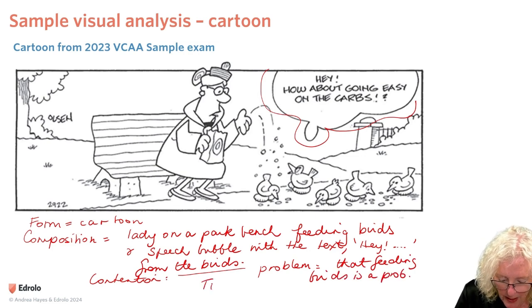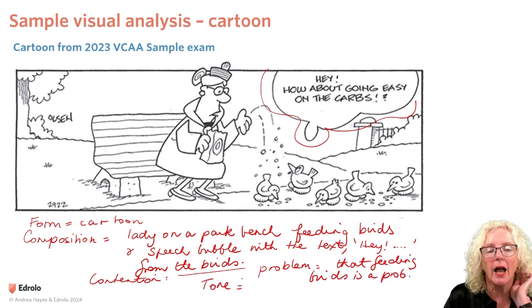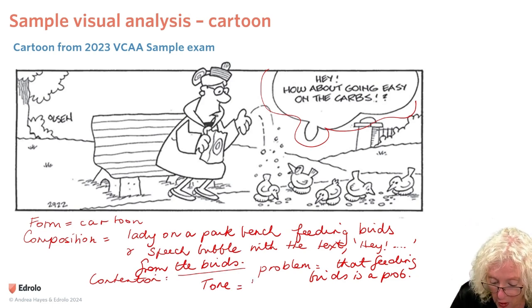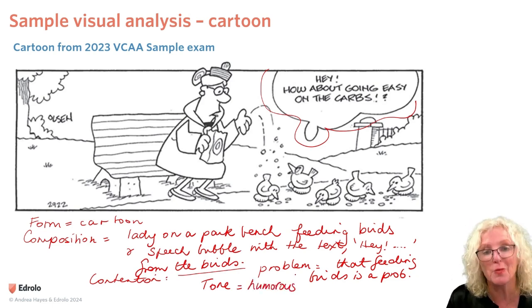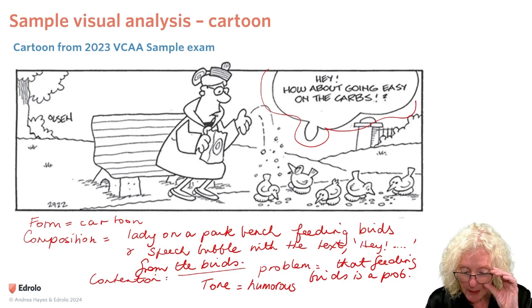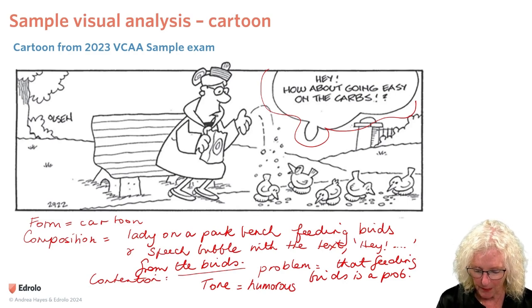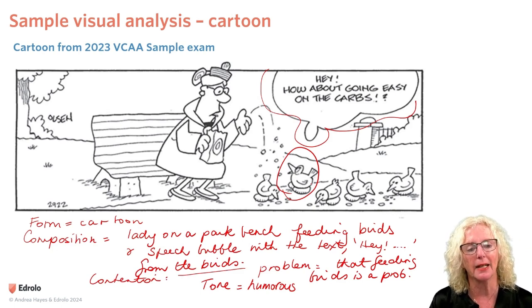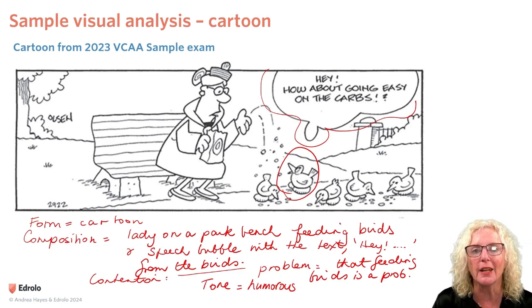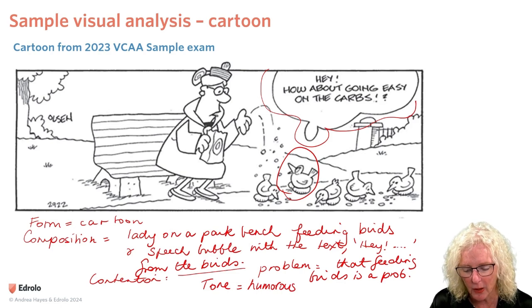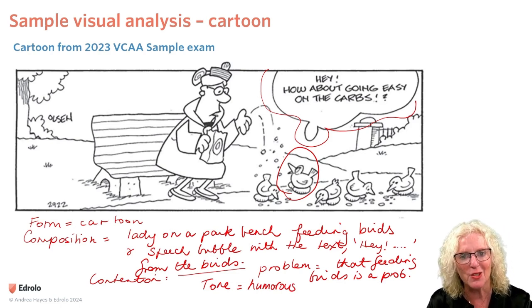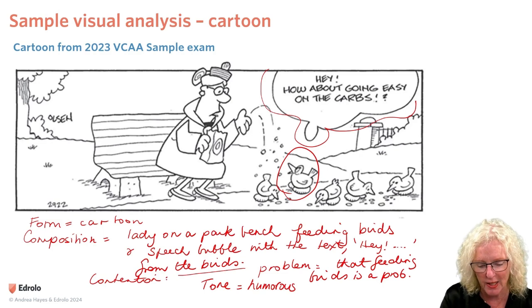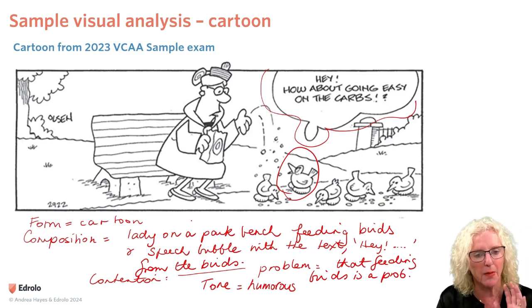The tone here, as with most cartoons, is humorous. What makes this humour sometimes is difficult to talk about. But this is funny here because we've got one of the birds here, not eating, but actually telling the lady feeding them, "Hey, how about go easy on the carbs," meaning this is not necessarily a good thing. And she's actually looking a bit puzzled, so we could have her looking a bit puzzled if you wanted.